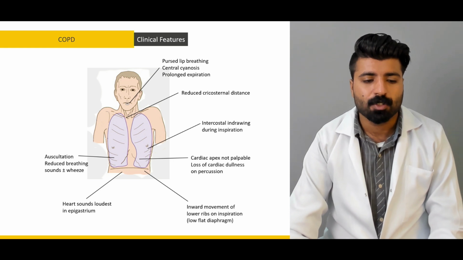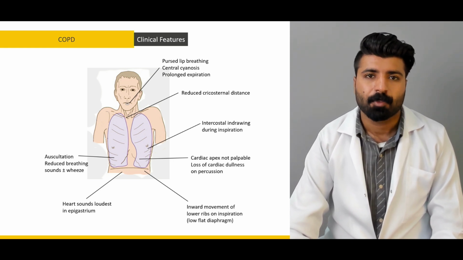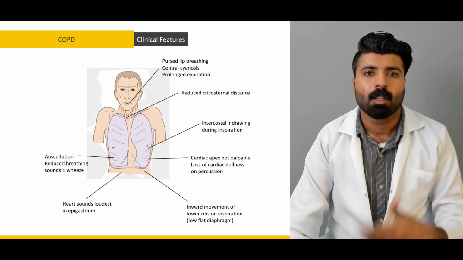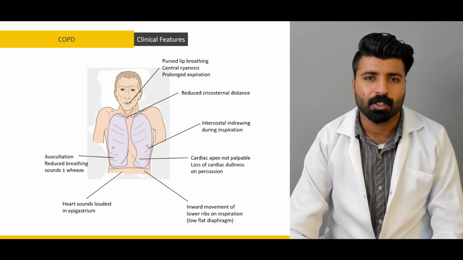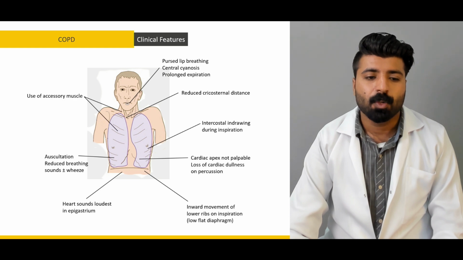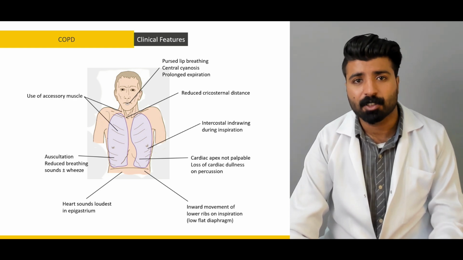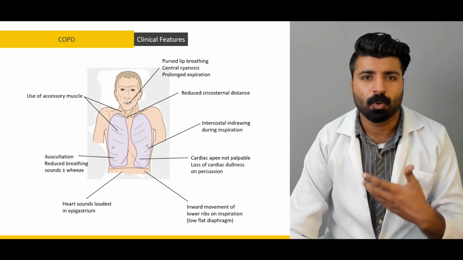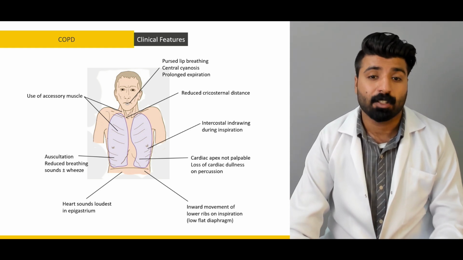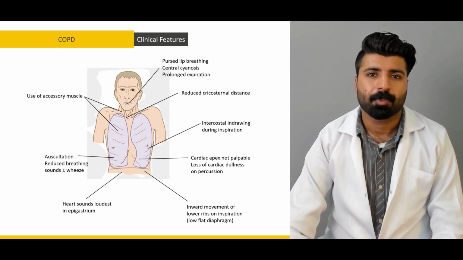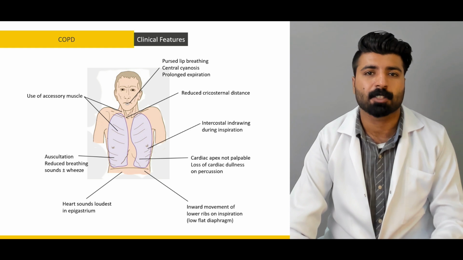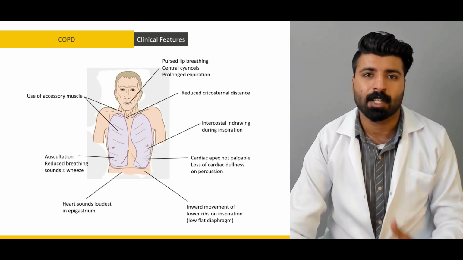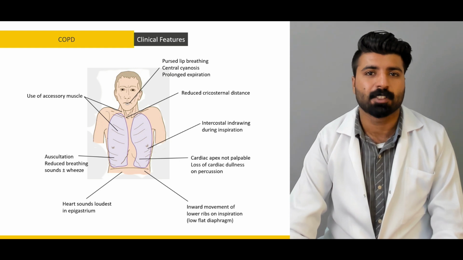Then on auscultation, reduced breath sounds plus wheeze. Reduced breath sounds mean you cannot even listen to those breathing sounds on auscultation. And use of accessory muscles. I already told you, accessory muscles are used to compensate for that loss that we are having right now in this patient, in order to get the maximum amount of air in so that a person can inspire and expire at the normal value, and oxygenate his whole body for once at least.